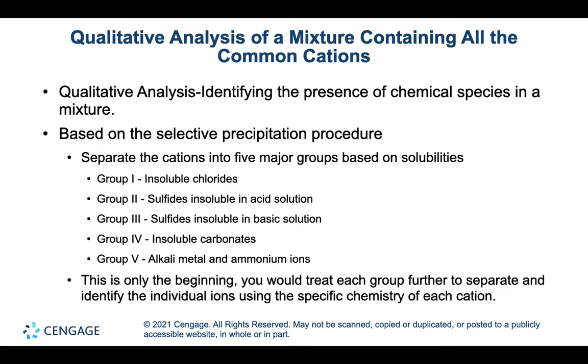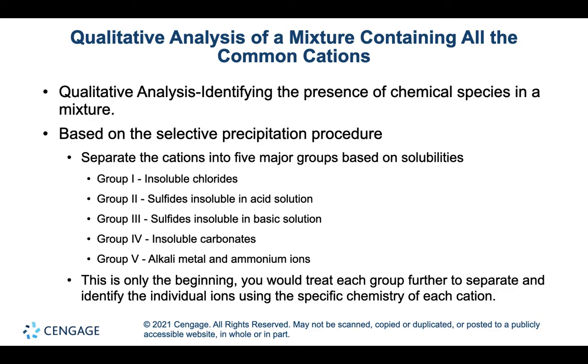Group 2 is going to be our sulfides, and those would be things like copper and mercury, which are insoluble in acid solution with sulfide. And then remember, your manganese and your nickel from the previous slide are sulfides that are insoluble in basic solution. We'll call those group 3. So with just chloride and sulfide, you can get 3 of the groups separated out by just manipulating the pH to get group 2 and group 3 separated out.